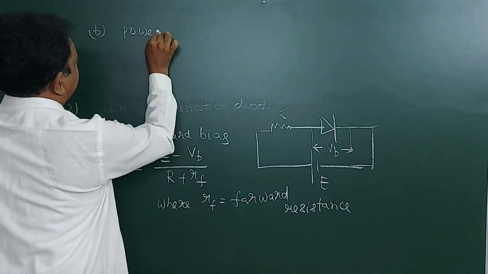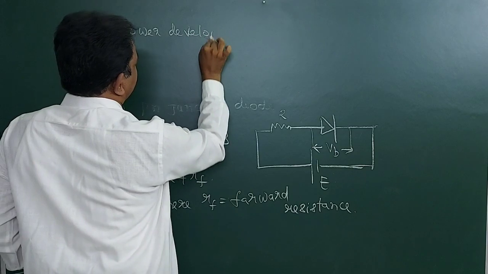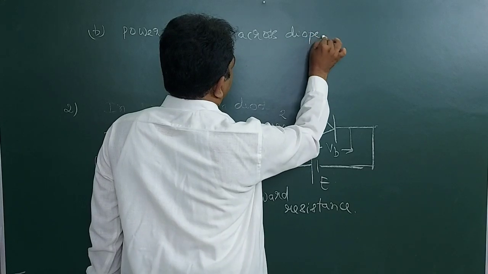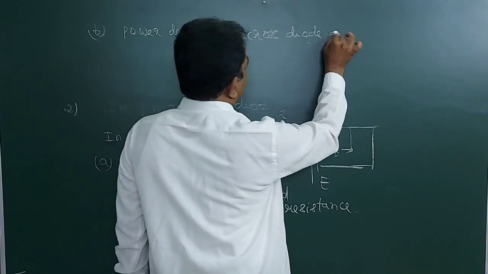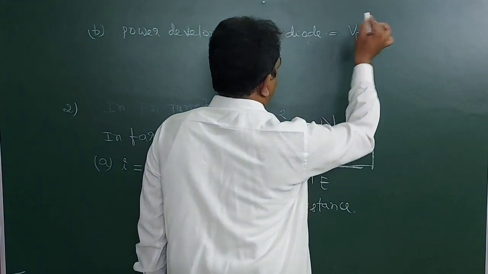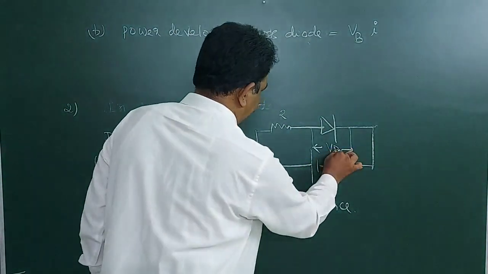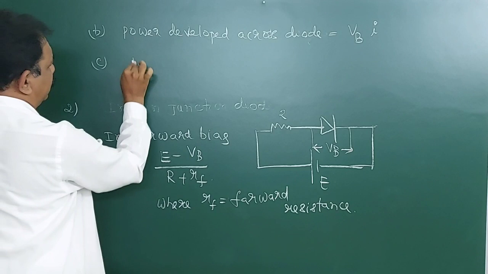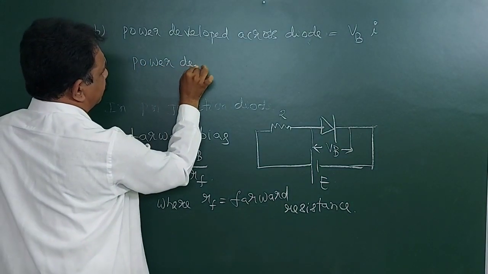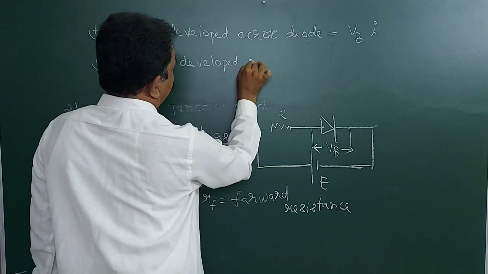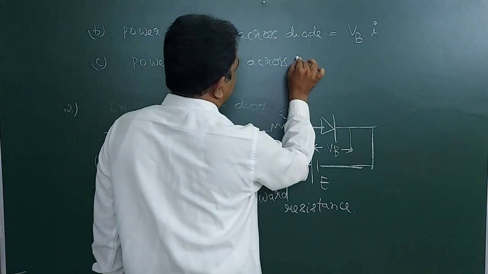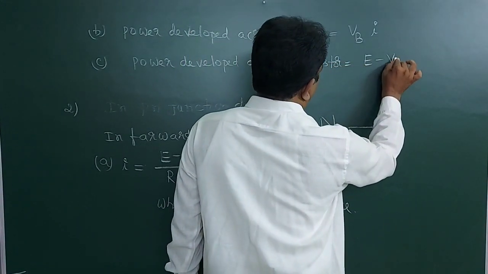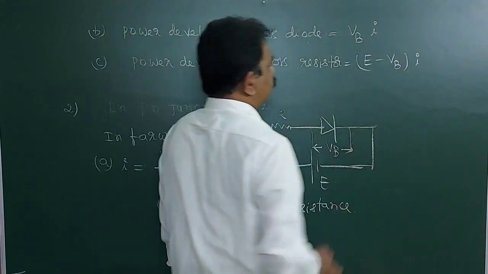Power developed across the diode is equal to VB into I. This B, capital B, like that you take, VB into I. Next, power developed across the resistor is equal to E minus VB, into I.